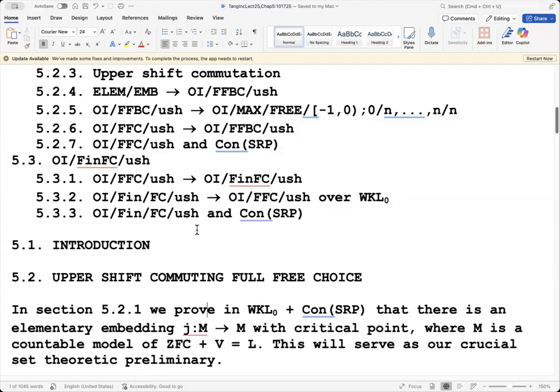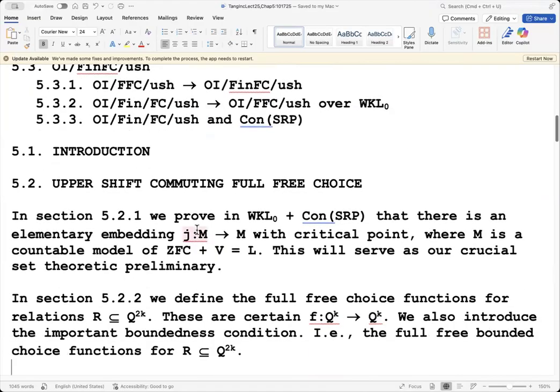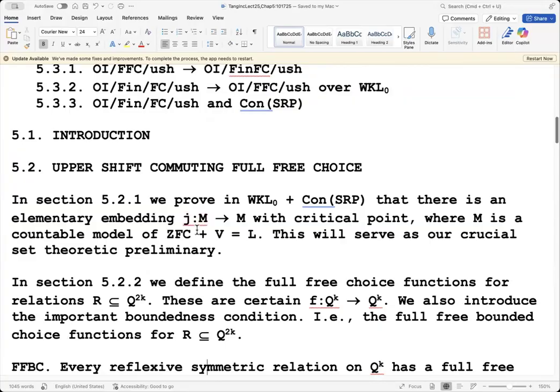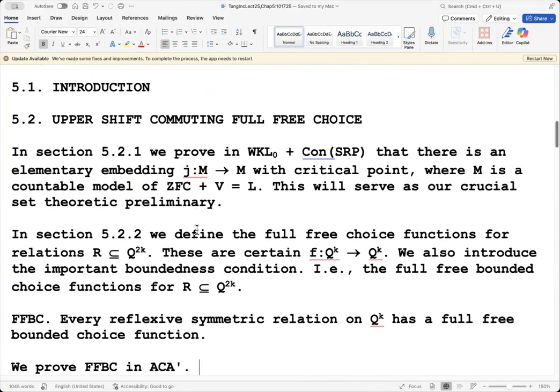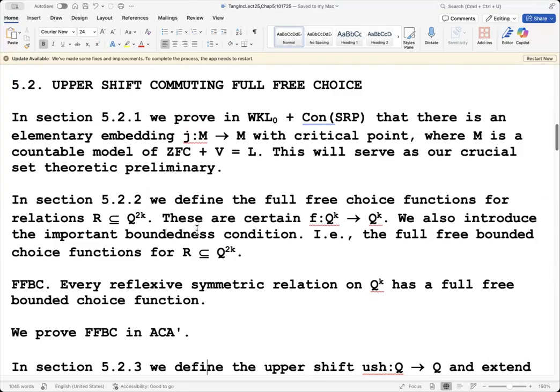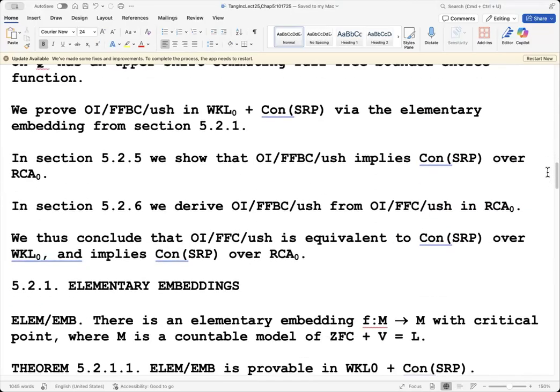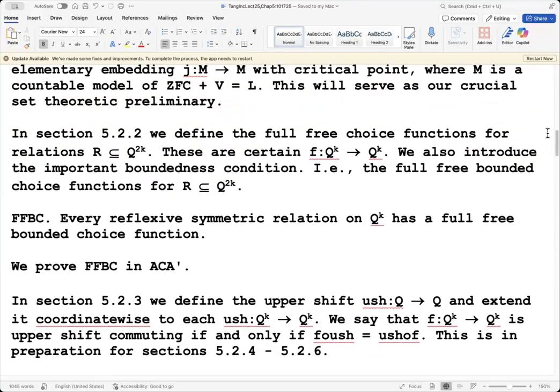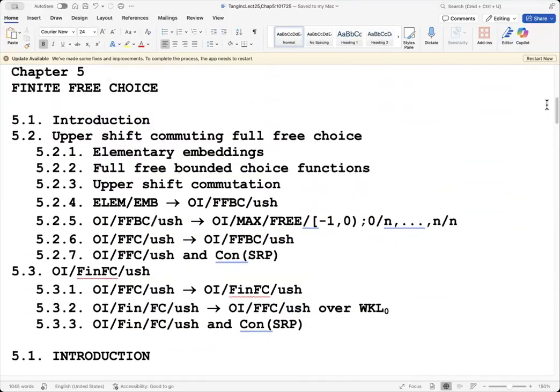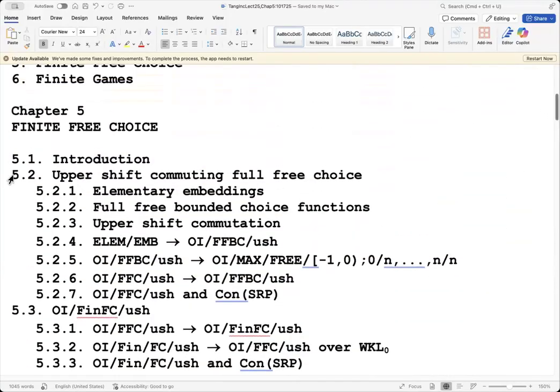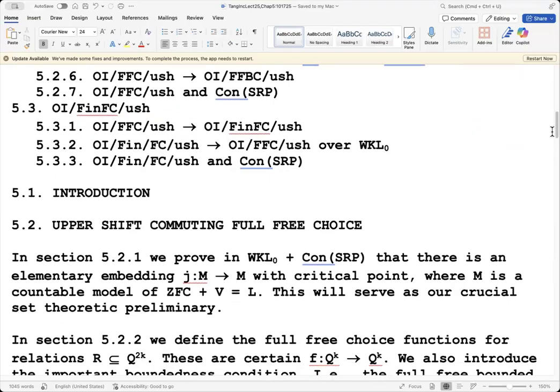Okay. All right. Introduction. I just sort of verbally gave it. So the first thing is upper shift commuting. No, that's not supposed to be the first one. What is going on here? First one is elementary embeddings. No, this is right. This is the master section. It's got all these subsections. Yeah, so this is right.